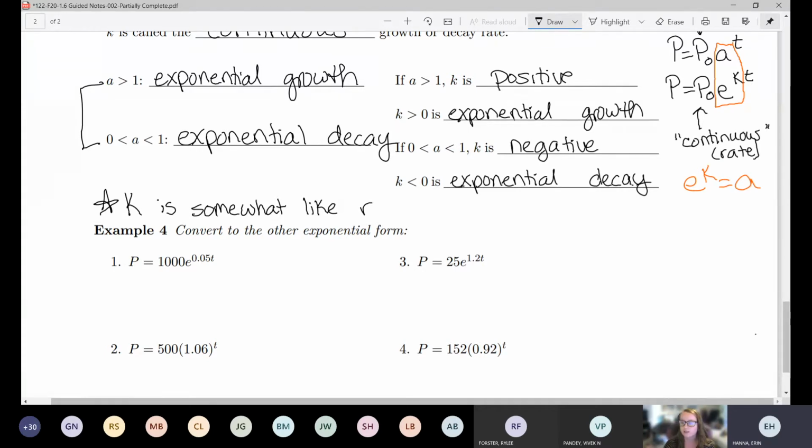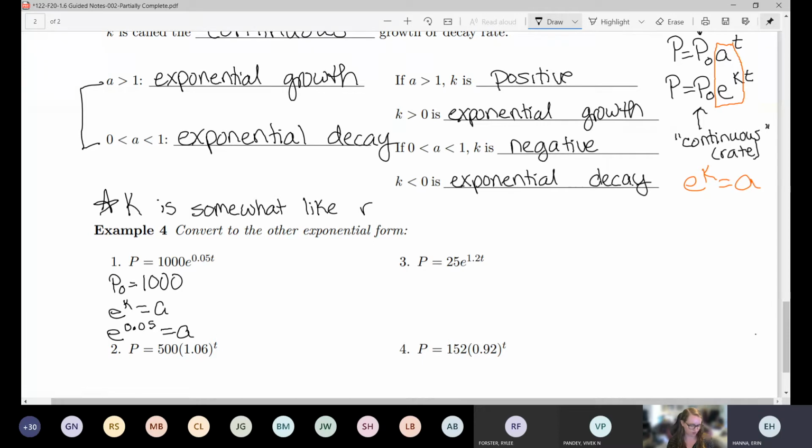So again, the only thing that differs between the two types is the a versus the e to the k. The p naught that we already have is going to stay the same. The p naught doesn't change between the two forms. But then we must have that e to the k equals the a value we want. Well, we have the e to the k, it's e to the 0.05. Now remember, e is a number, so this is something that we can plug into our calculator already.